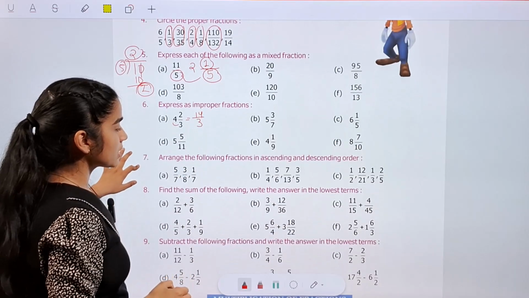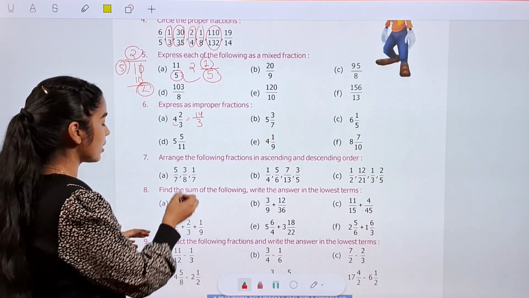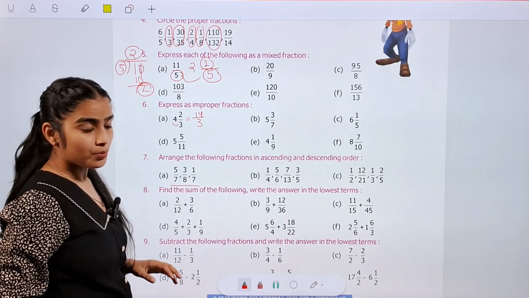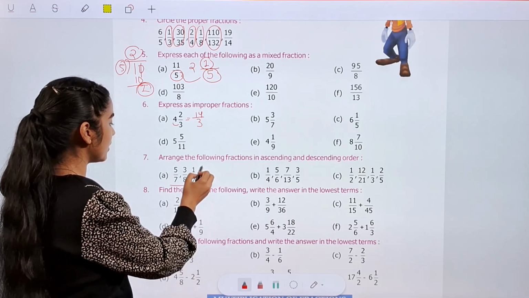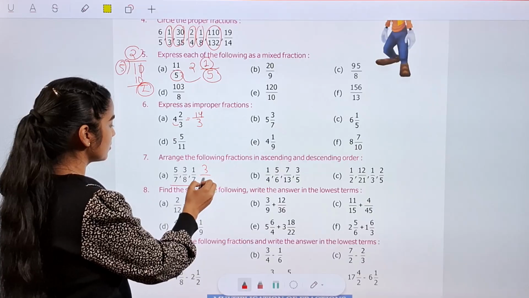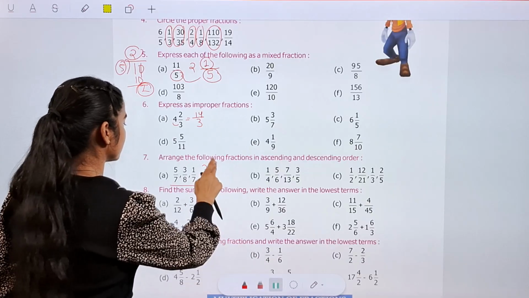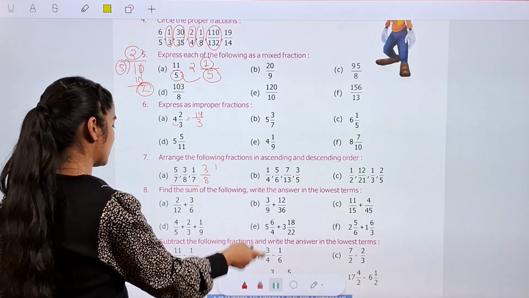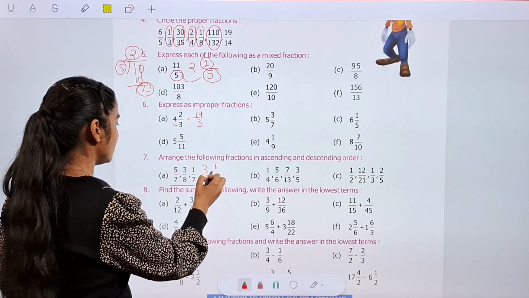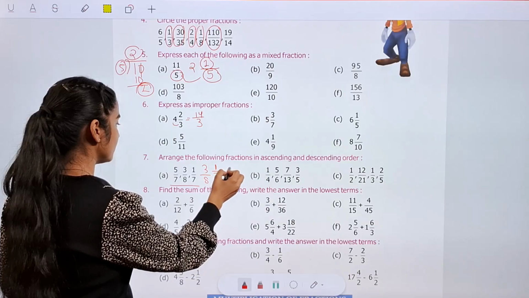Arrange the following in ascending order. So first what you have to do, you have to make their denominators common, then you can do it. Otherwise you can also do it this way: 3/8 is the smallest one, then 1/7, and then 5/7.